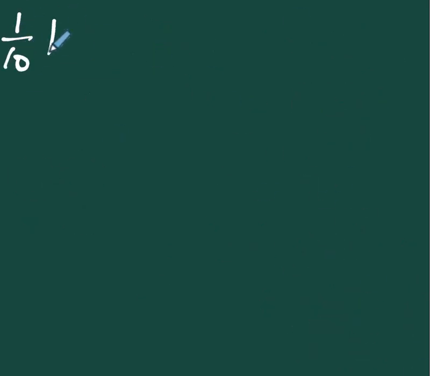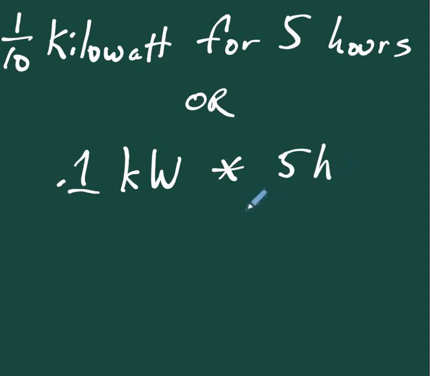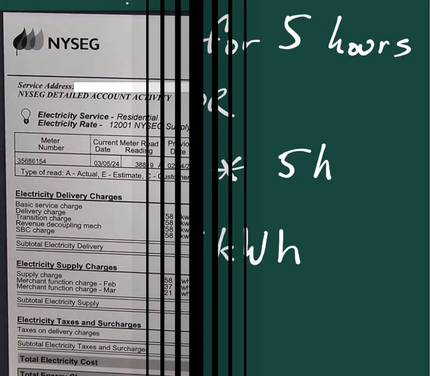Therefore, you'll be charged for 1/10 of a kilowatt for 5 hours, or 0.1 kilowatts times 5 hours, which equals 0.5 kilowatt hours of electricity. Electrical rates can range greatly. To find your rate, you should look at your electric bill.